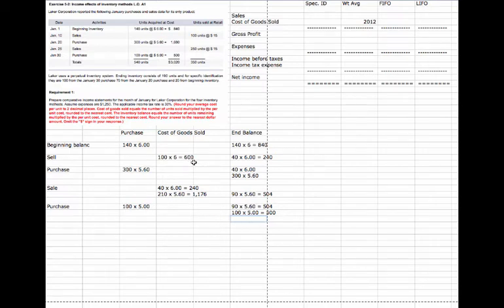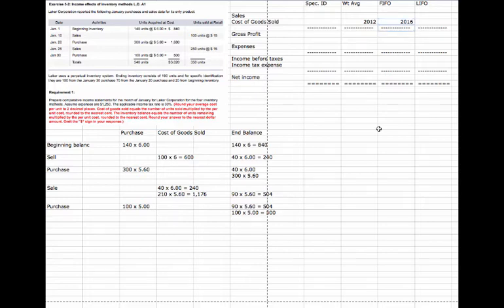And then over here, my cost of goods sold was the 600 plus the 240 plus the 1,176. So if I add up the 600 plus the 240 plus the 1,176, I'm going to get my cost of goods sold for FIFO will be $2,016. Okay, so that's my FIFO calculation.